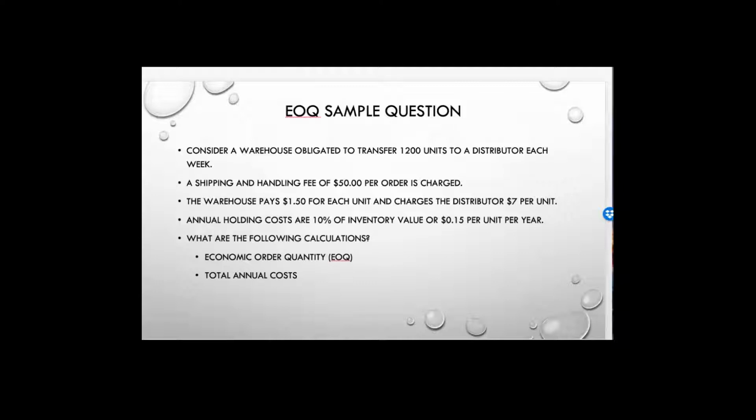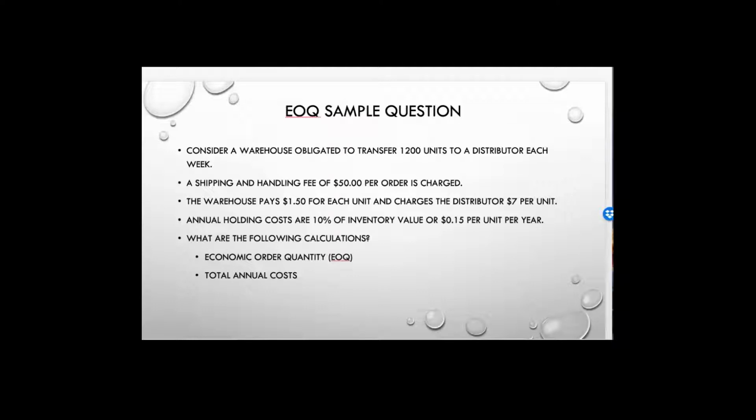So without further ado, let's go ahead and start with our economic order quantity sample. So here's an example that I created. We have a warehouse that's obligated to transfer 1,200 units to a distributor each week. So basically, we have to send 1,200 units to a distributor each week. Every time we make a shipment, we have to pay $50 per order. Okay. So the warehouse, which is you, has to pay $1.50 for each unit, and we charge the distributor $7 per unit.